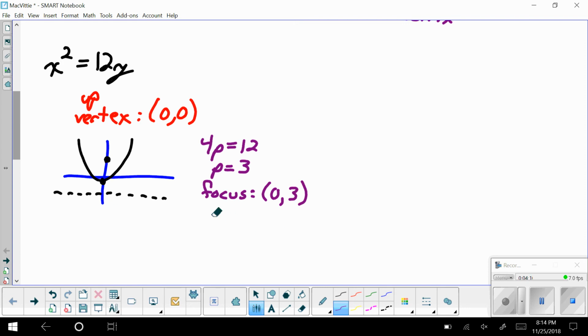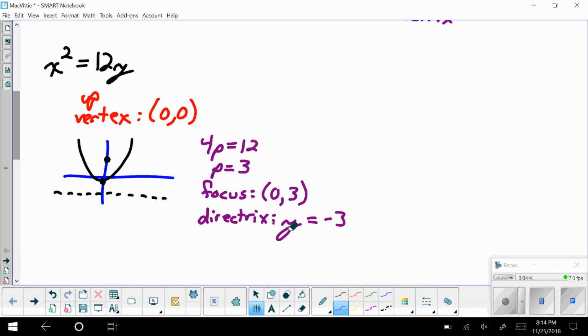If I move down 3 from my vertex, then in the opposite direction from the focus, so from my vertex, instead of I went up to get to the focus because that has to be inside my U, my directrix is outside the U and in the opposite direction from the focus. So I go from the vertex down 3. And since it's a horizontal line, it's y equals, and moving down 3 gives me a value of negative 3.